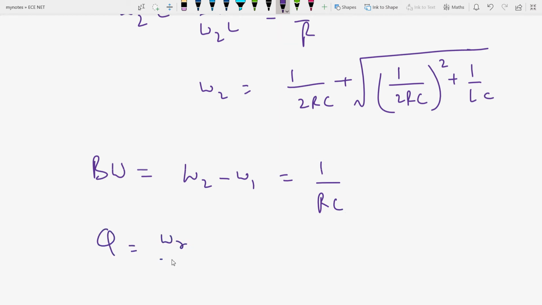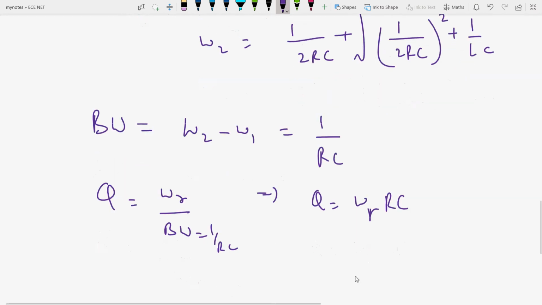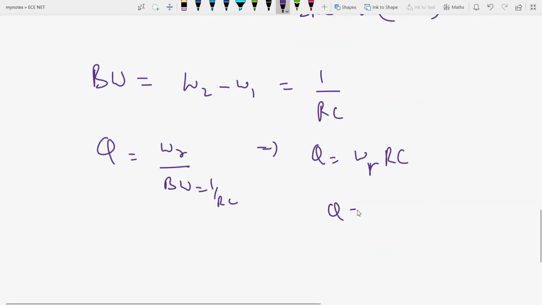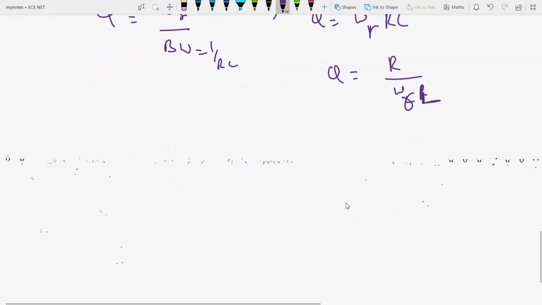This is equal to omega r upon bandwidth, which implies that Q is equal to what? Omega r into RC, because bandwidth is 1 upon RC. This is 1 upon RC. And then again, you can write it as Q is equal to R by omega RL. Okay, so you can also have that at resonance, what is going to happen again?